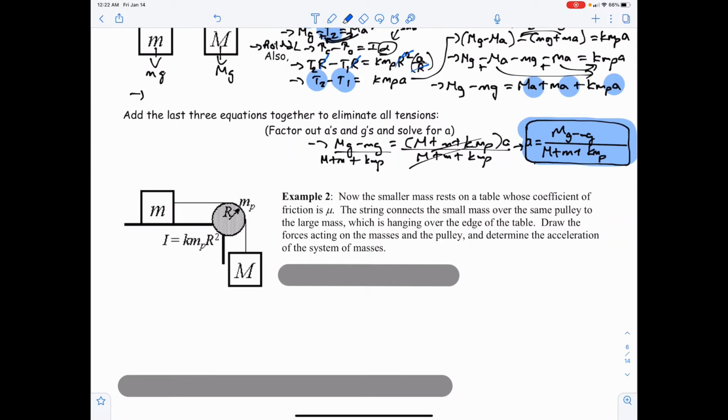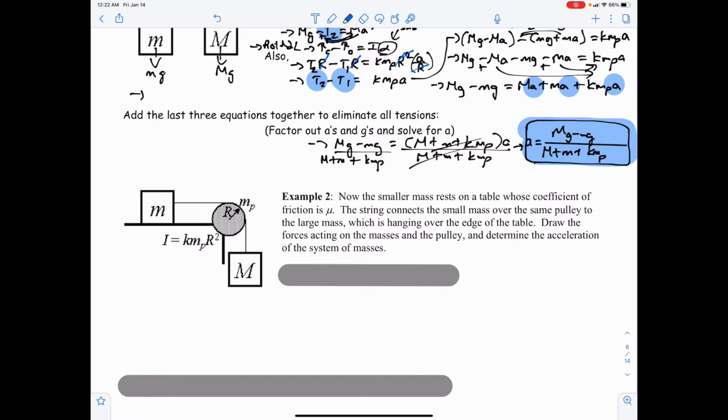Okay, example 2. Now the smaller mass rests on a table whose coefficient of friction is mu. The string passes over the same pulley to a large mass, which is hanging over the edge of the table. Draw the forces acting on the masses and the pulley and determine the acceleration of the system of masses.